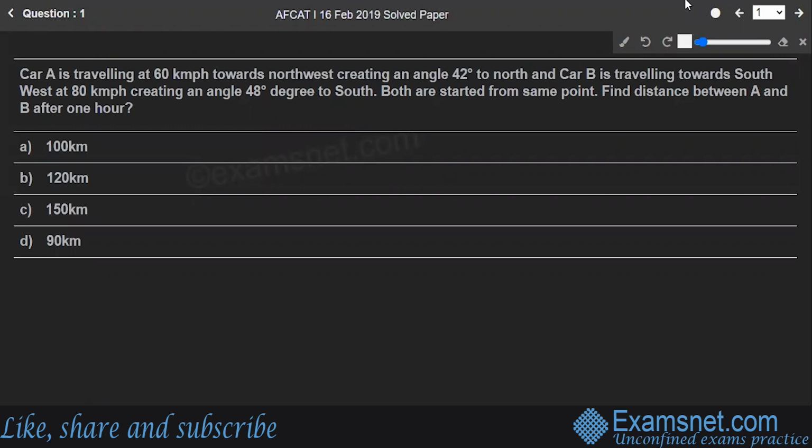Today we'll be solving the AFCAT 1, 16 Feb 2019 paper. This paper has 100 questions. There are 4 sections: maths, English, GK, and mental ability. You will have 25 questions from each of the sections. Hope you're well prepared for your exams. Let's start solving the paper so that you can practice.